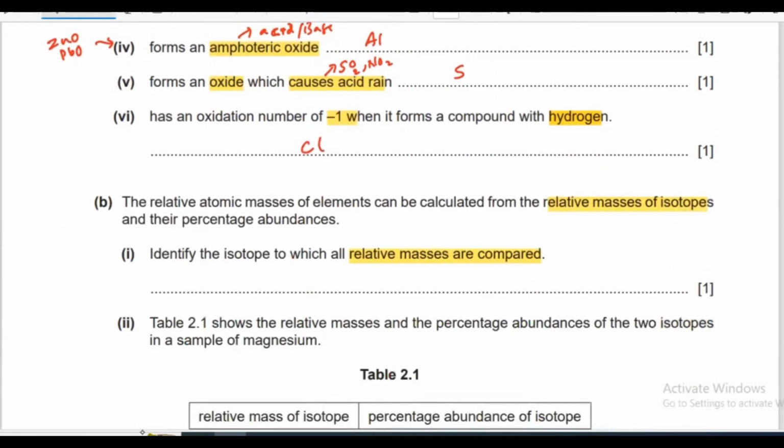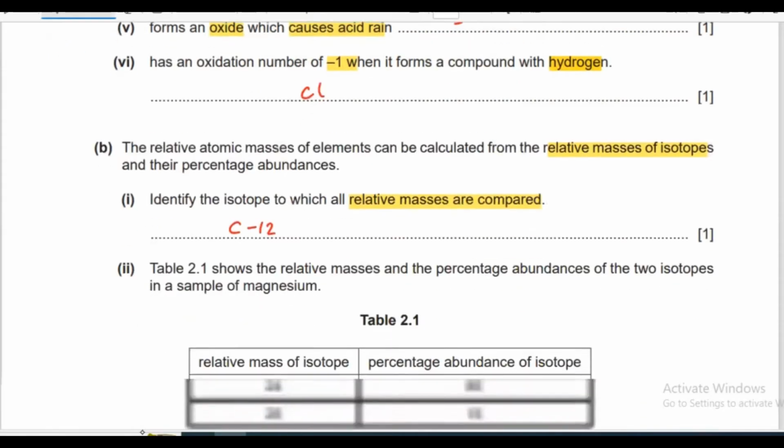Okay, so the relative atomic masses of elements can be calculated from the relative masses of the isotopes and their percentage abundances. Identify the isotope to which all the relative masses are compared. Carbon 12 is the international standard which is used to measure relative atomic masses for all the elements. So carbon 12 is the international standard.